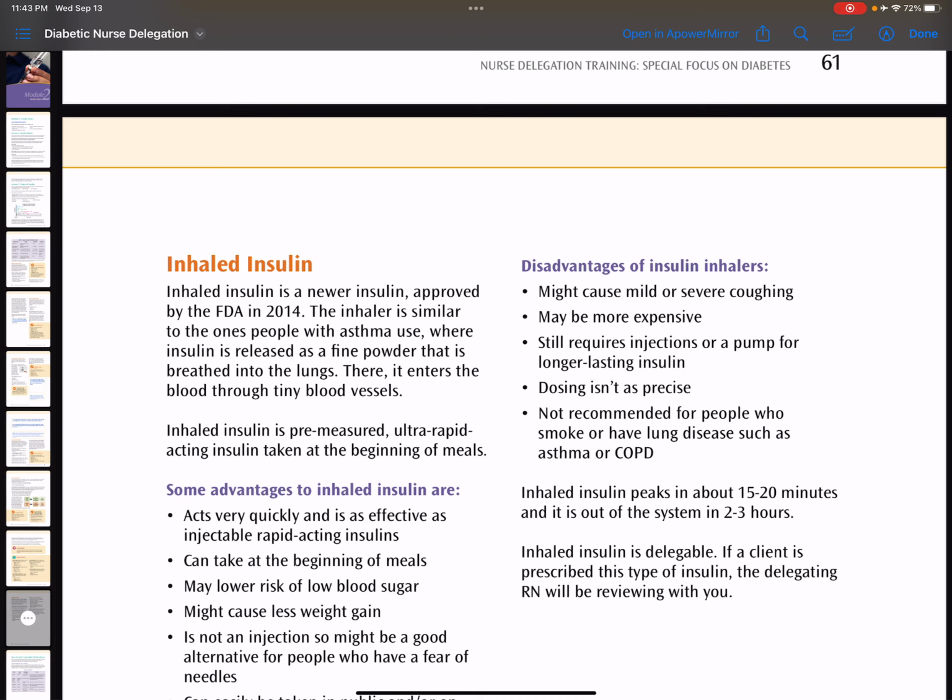The disadvantages of these inhalers are it might cause mild or severe coughing, and may be more expensive. They still require injections or a pump for long-lasting insulin. Dosing isn't as precise, and it's not recommended for people who smoke or have lung disease such as asthma or COPD.